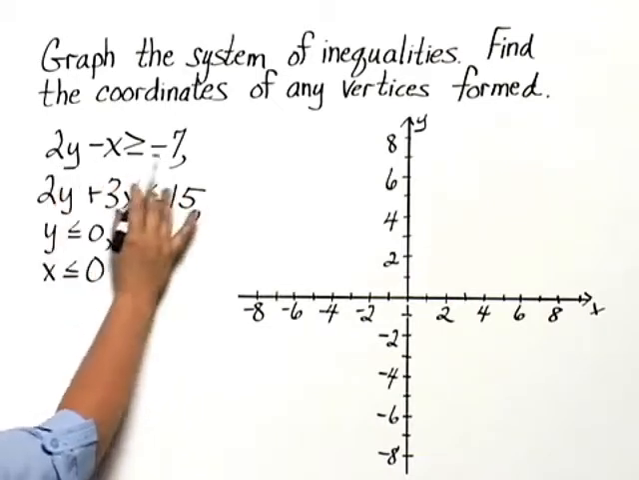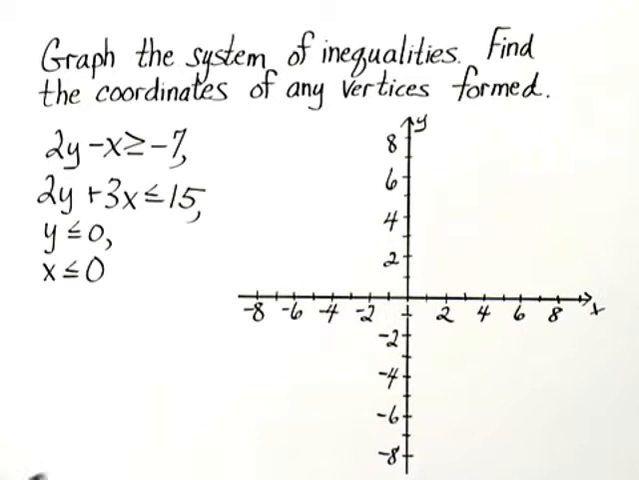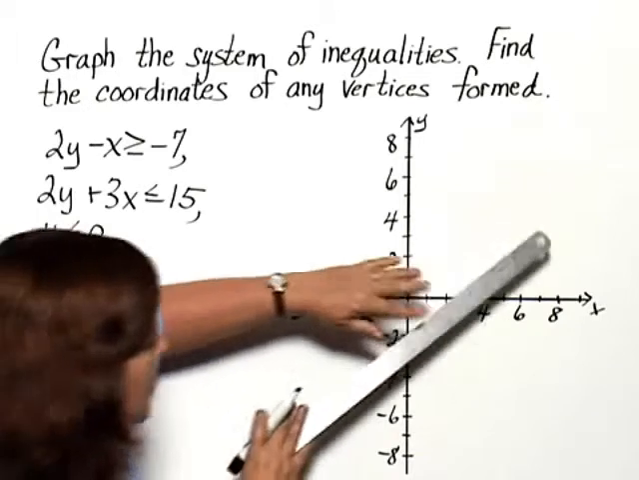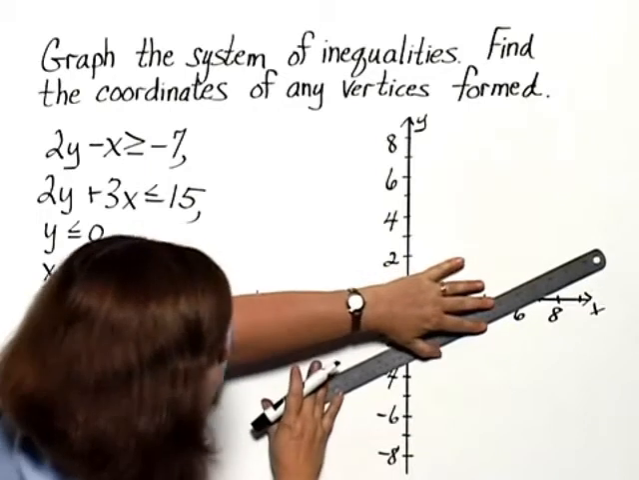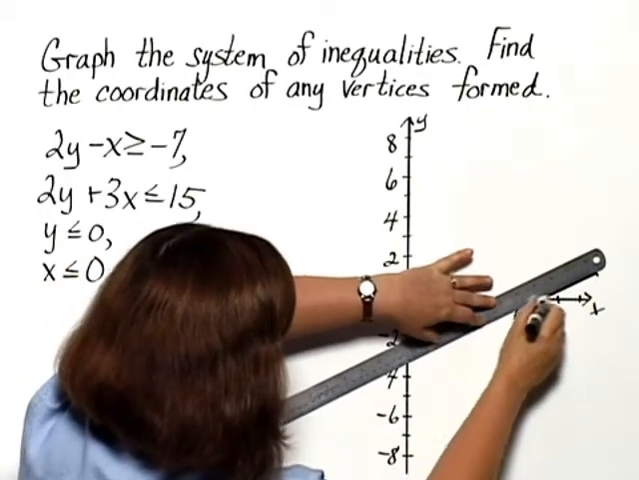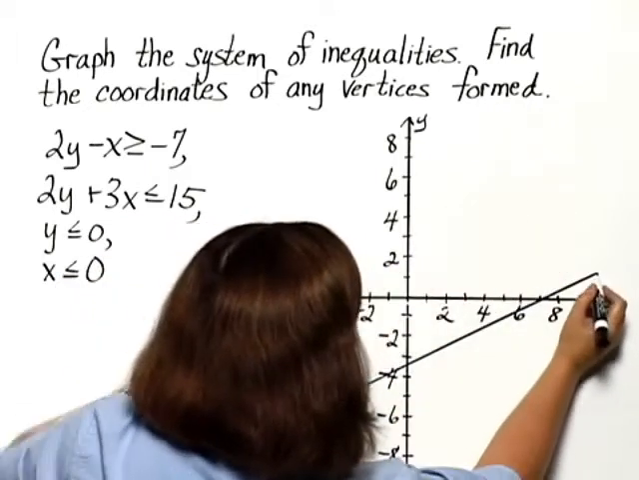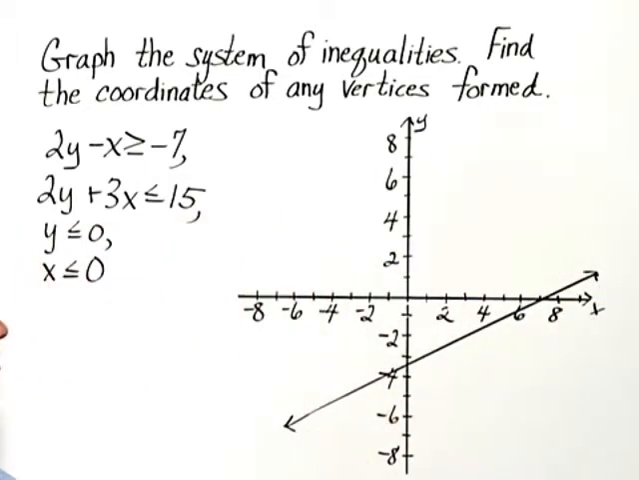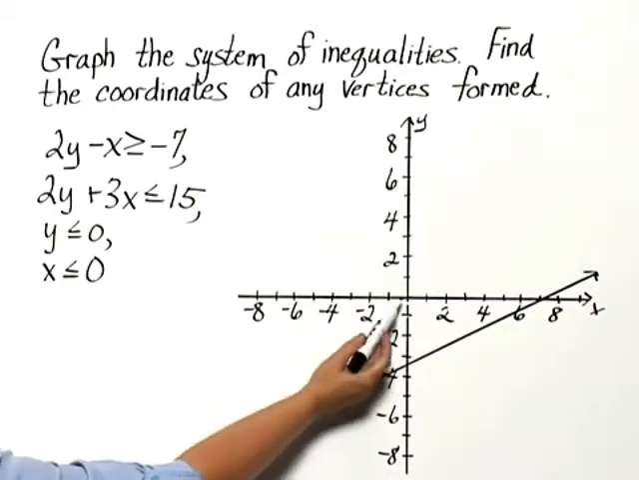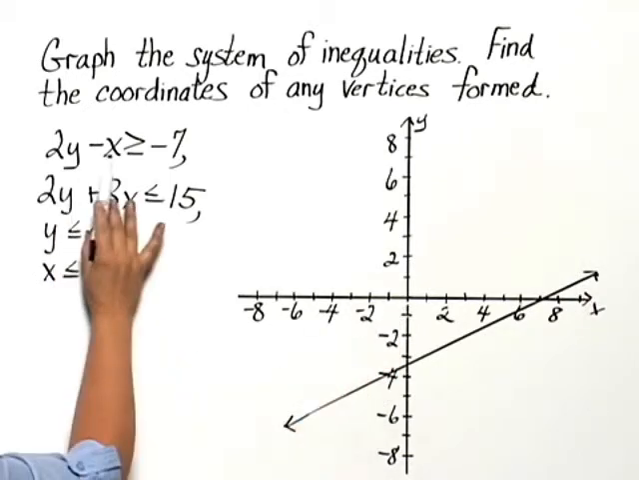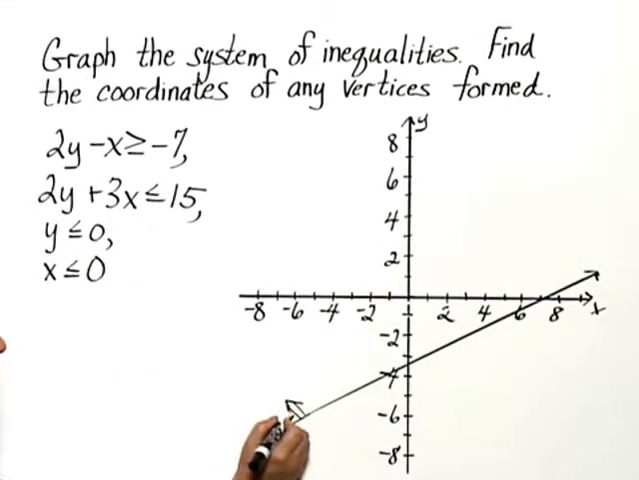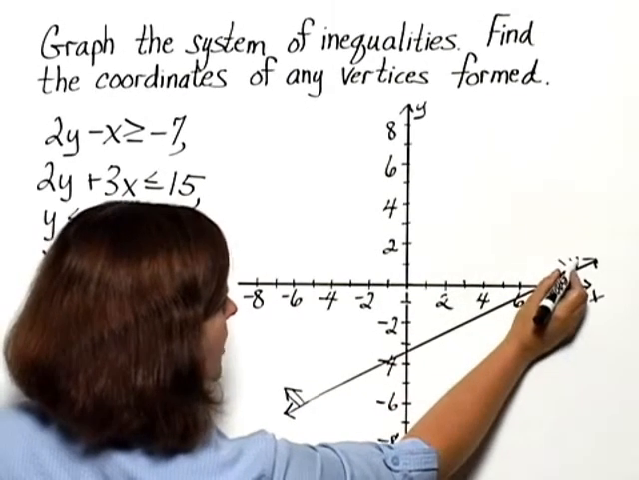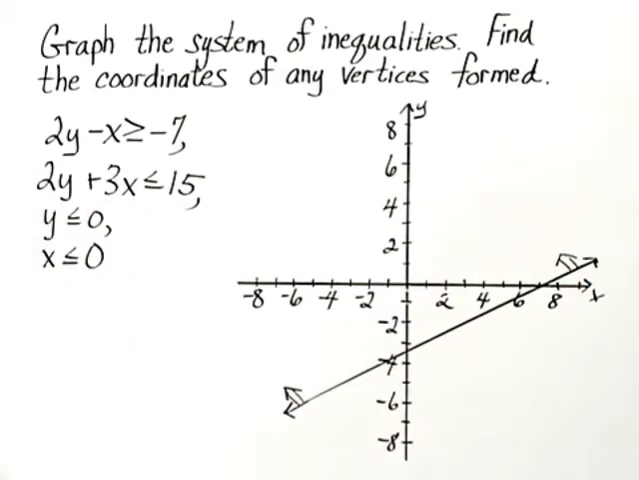For the first one, we're going to graph the line 2y minus x equals negative 7 first. And we'll graph that line with whatever method we want to use. And then we need to determine which half plane we would color or shade in. We can use the test point 0, 0. 0 minus 0 is greater than or equal to negative 7. So we are going to shade above this line, the half plane that includes the origin 0, 0.